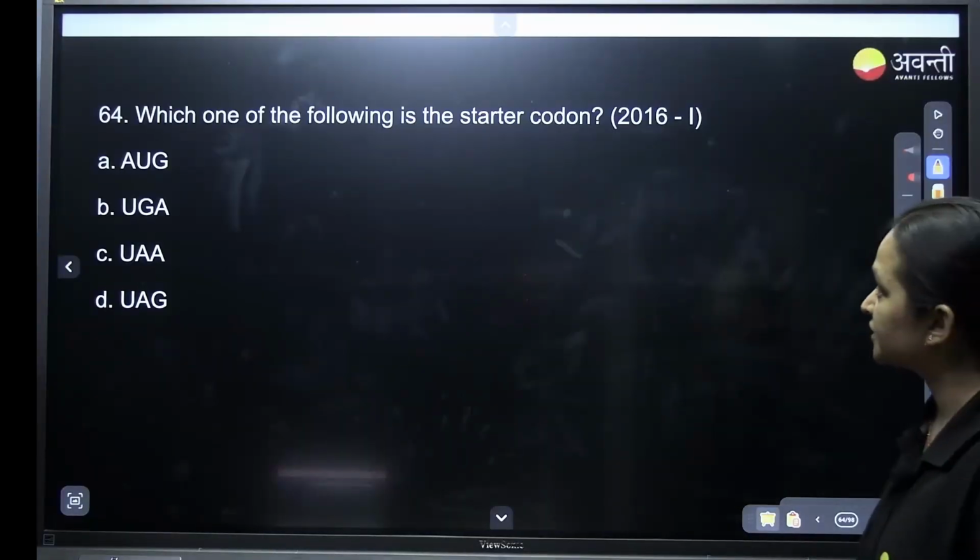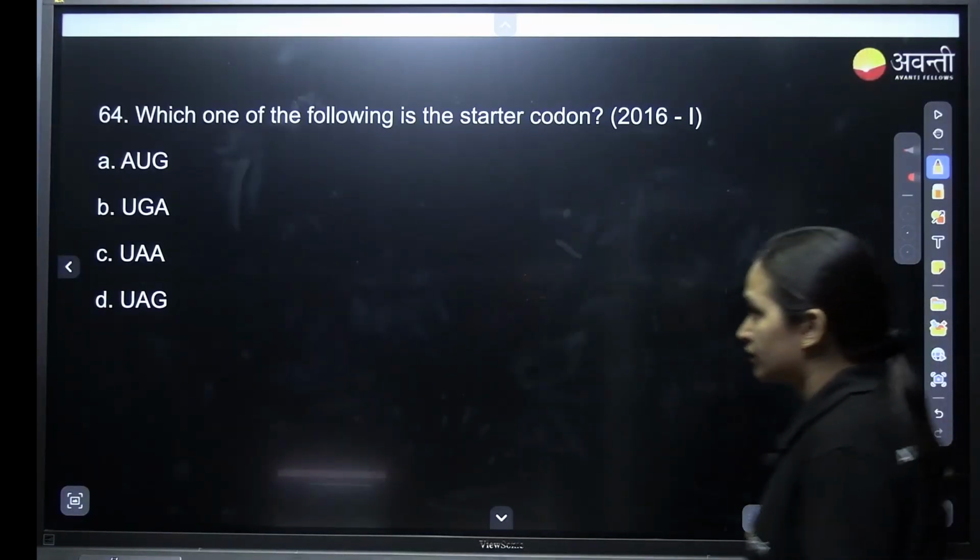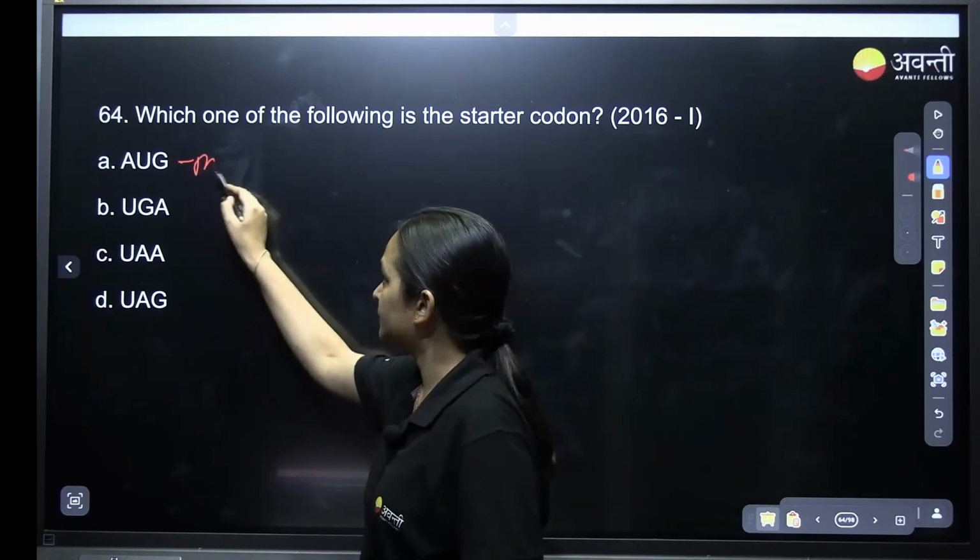Which one of the following is the starter codon? AUG, which codes for methionine.